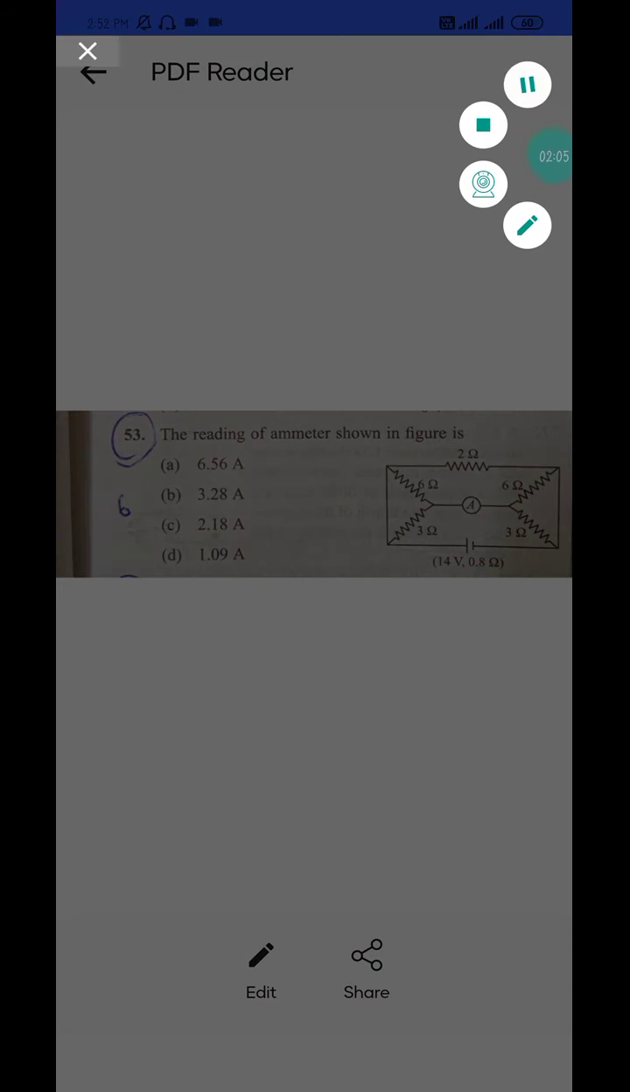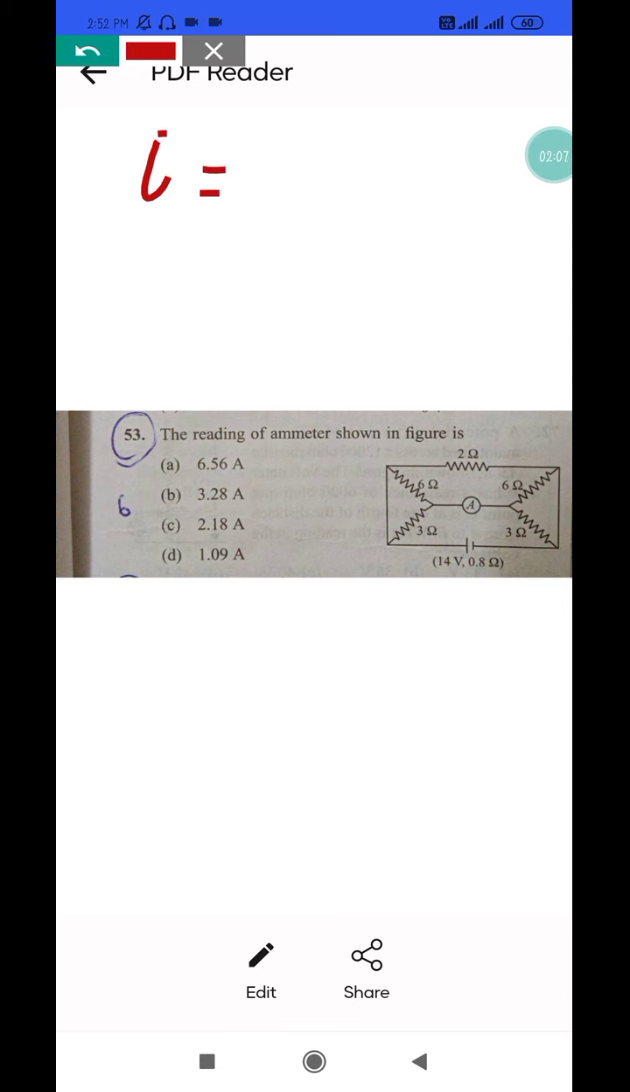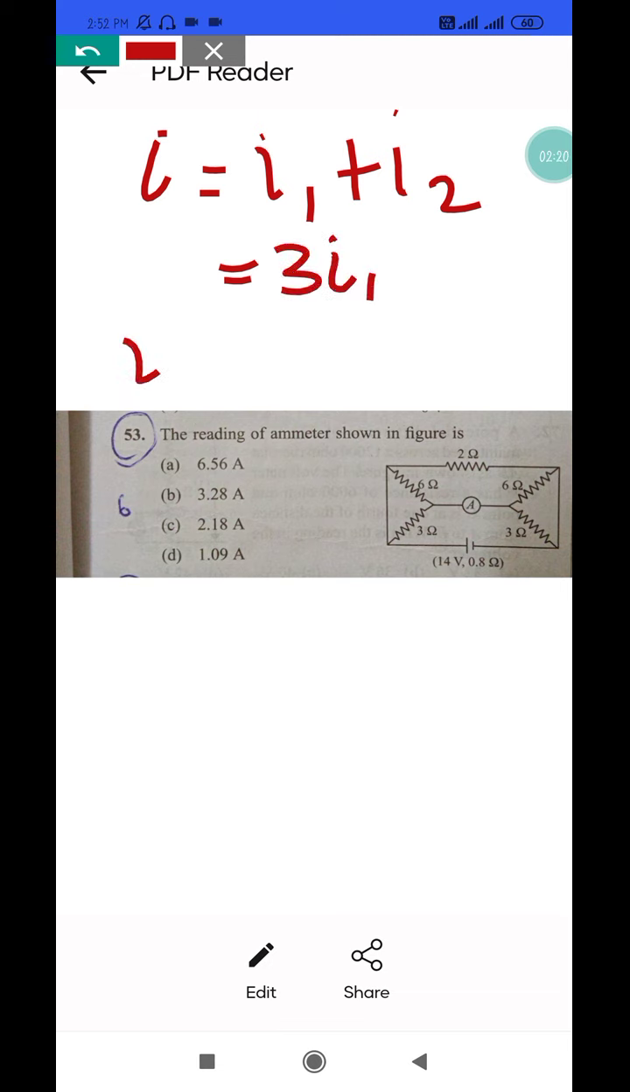So we got I equal to I1 plus I2, and we got the relation I2 as 2 times I1, right? Please substitute here. By substituting it, I can write I equal to 3 times I1. So I1 is nothing but I by 3, shall we?